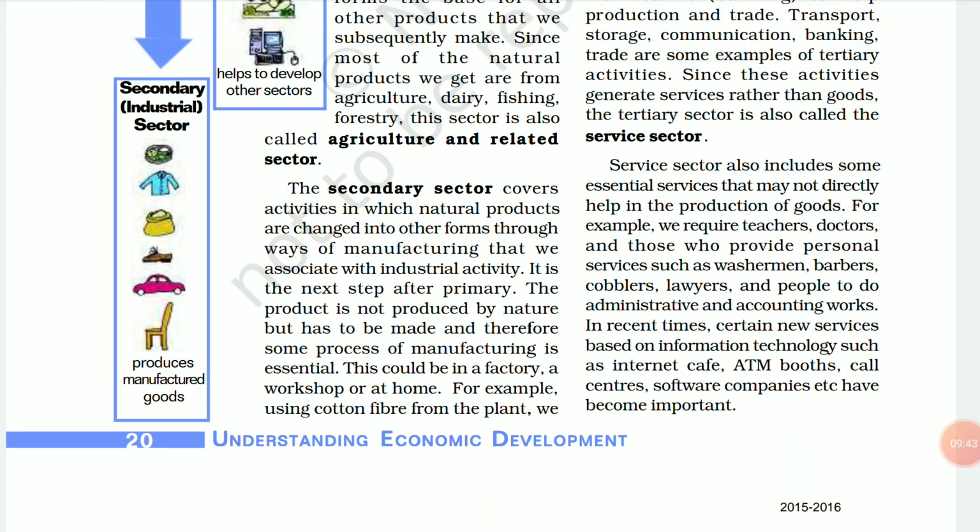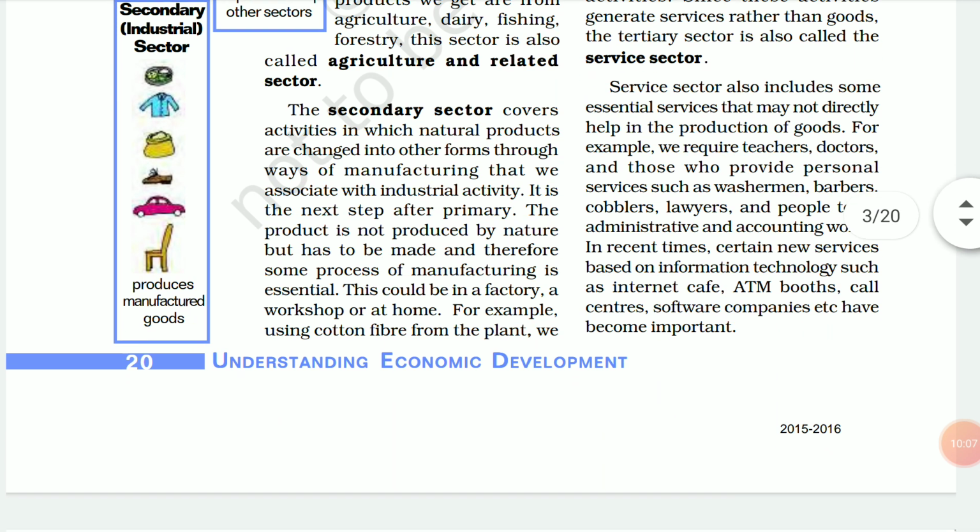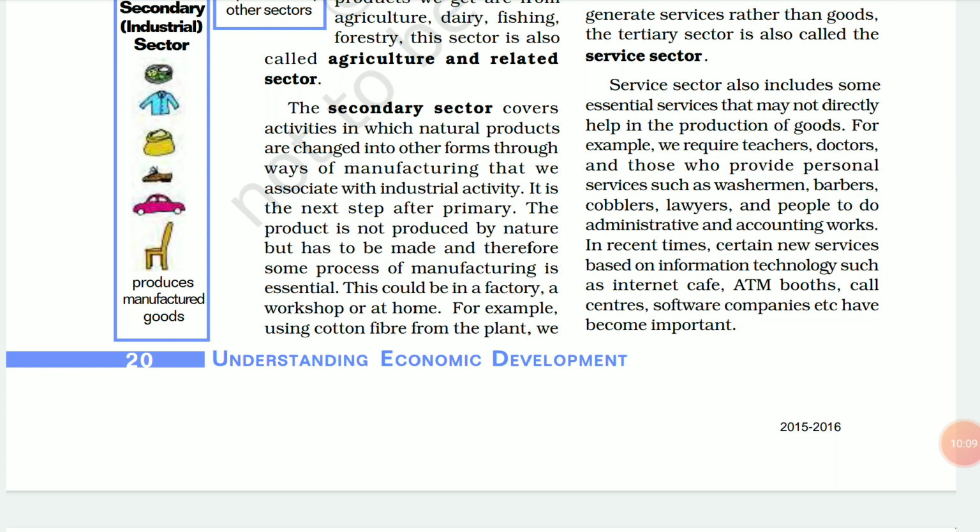Now, let us see. The service sector also includes some essential services that may not directly help in the production of goods. For example, we require teachers, doctors, and those who provide personal services such as washerman, barber, cobbler, lawyers, and people to do administrative and accounting work. In recent times, certain new services based on information technology such as internet cafe, ATM booths, call centers, software companies, etc. have become important.